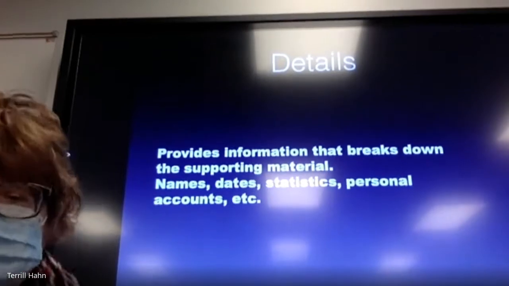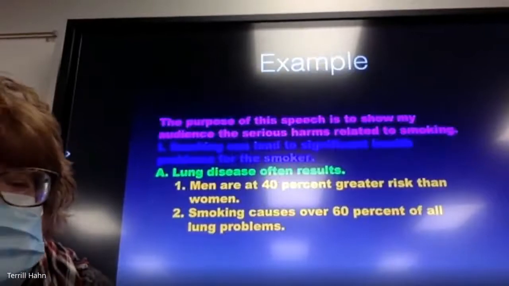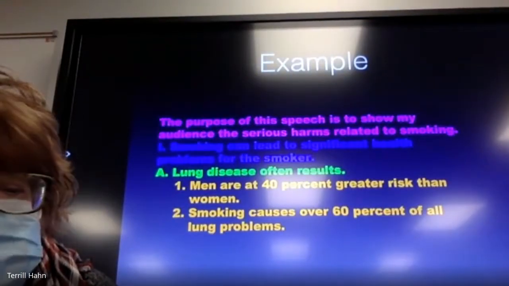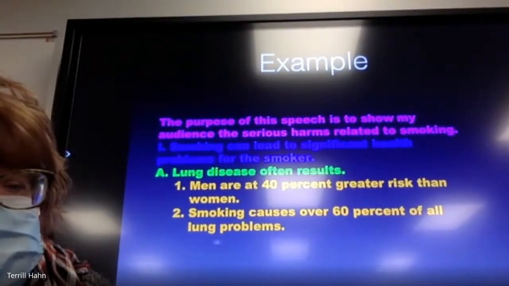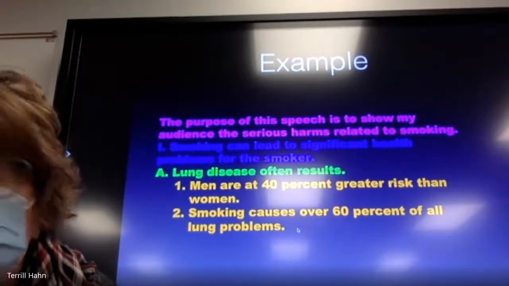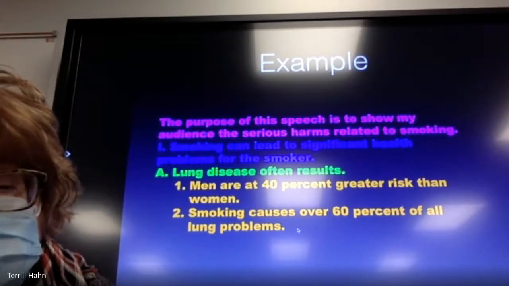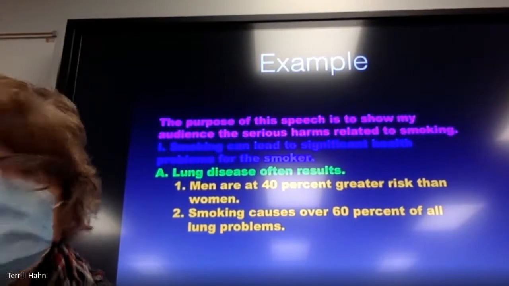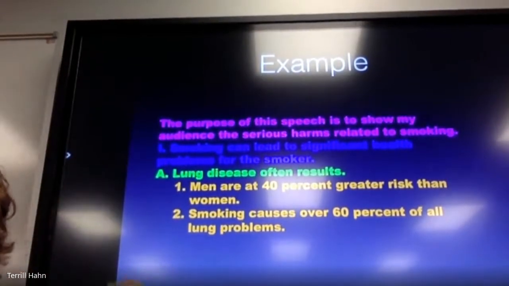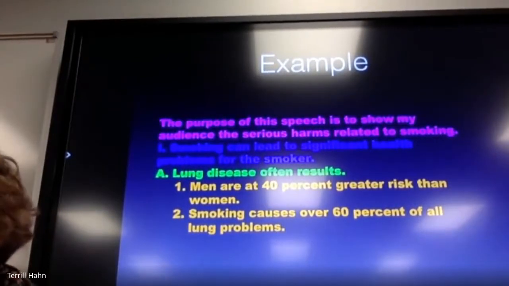All right, so here's the example. Again, it's the speech about smoking. Lung disease often results. Now, here are the statistics. Men are at 40% greater risk than women. Smoking causes over 60% of all lung problems. Now, 20 years ago, these were accurate statistics. I don't know if they're as accurate today, but they are high.